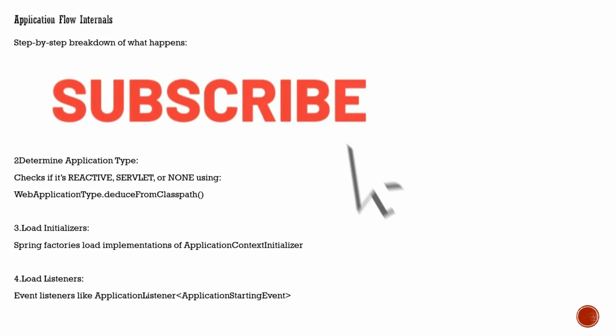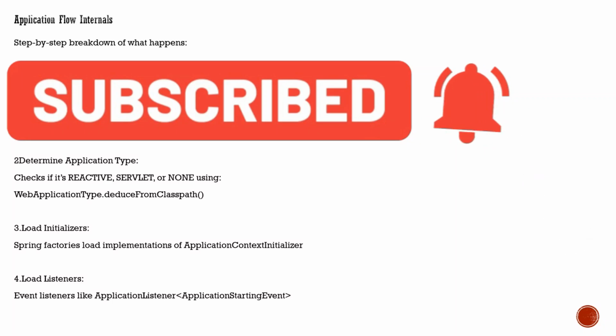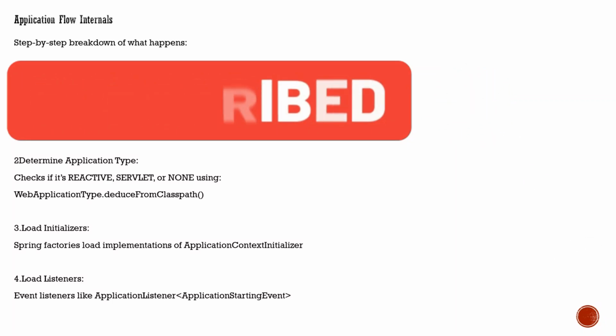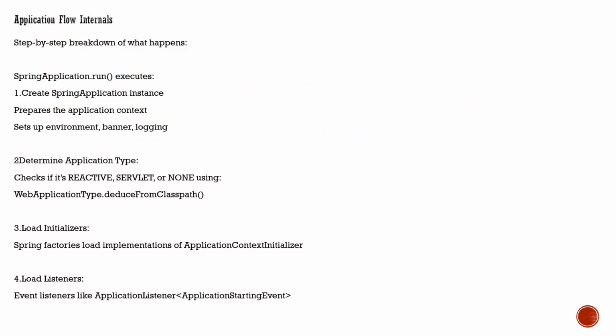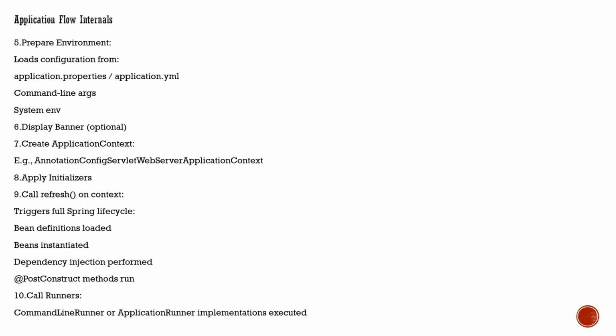Now, load the listeners. We have event listeners like ApplicationListener, which is going to handle the ApplicationStartingEvent, and we have different events like this. Then the fifth point is that we are going to prepare the environment. In that, it's going to load the configuration from application.properties or YAML, the command line, or the system environment. After that there will be a display banner, which is an optional part.